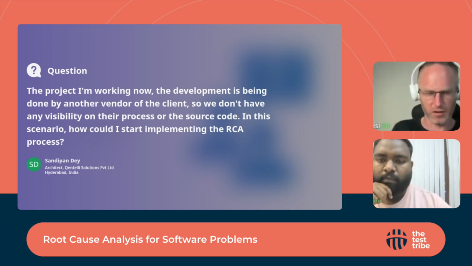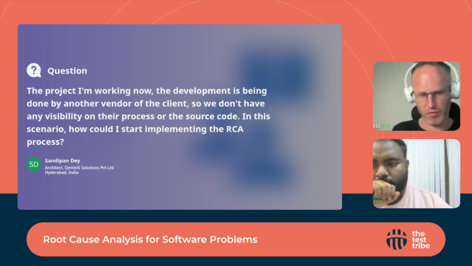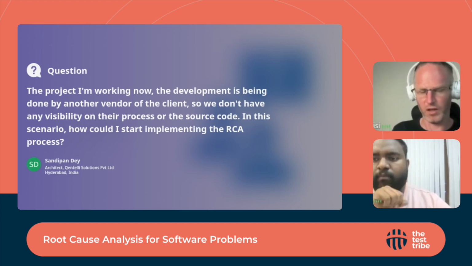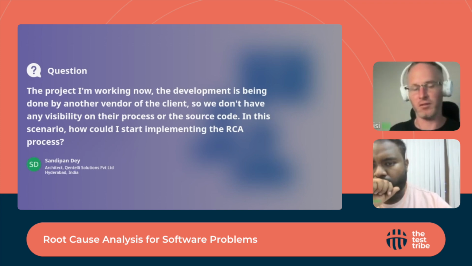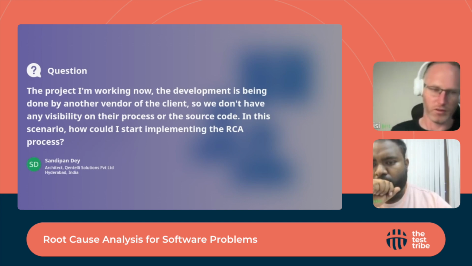Why did it go wrong? How did it go wrong? How did we get better? How do we prevent this from happening again in the future? I think we should be asking those questions of our vendors and bringing them into this journey. So even if we can't see the code, they're still a part of the RCA process.